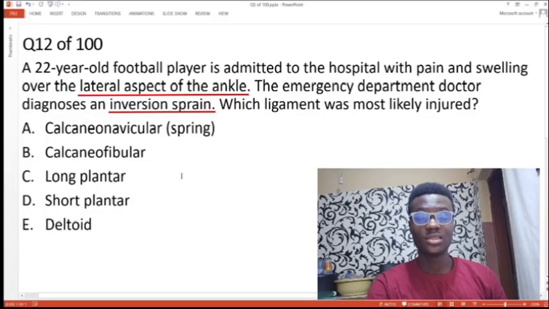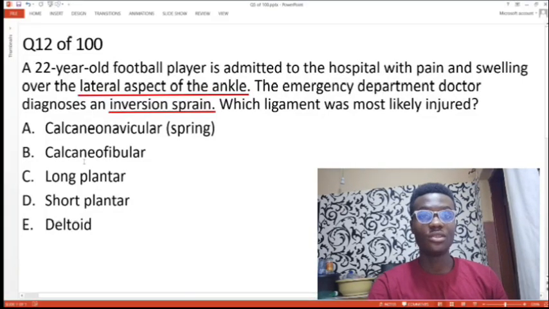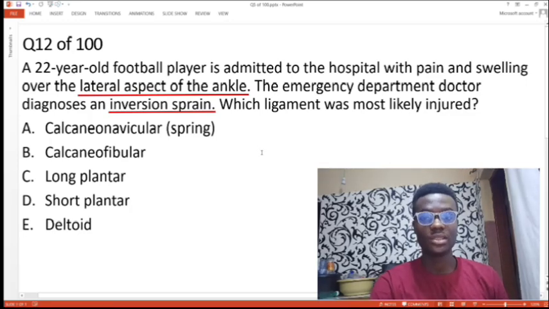Hello everyone, this is question 12 of our 100 clinically oriented anatomy questions. Let's jump right into it.